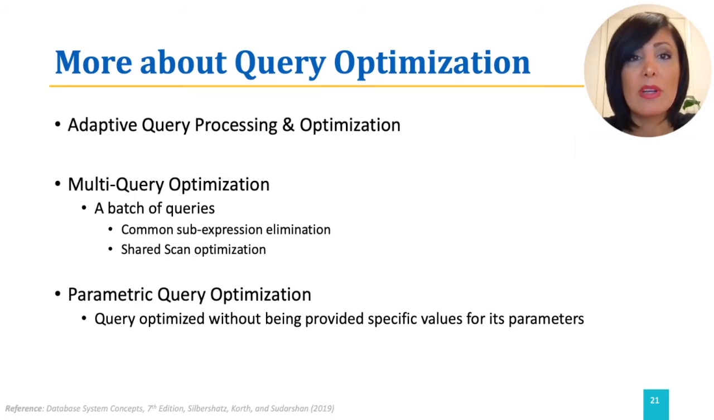In parametric query optimization, a query is optimized without being provided specific values for its parameters. This makes the query space a little bit more general, but when the query plan is optimized, the optimizer can return alternatives based on the values of the parameter that can be applied when the parameter is available.